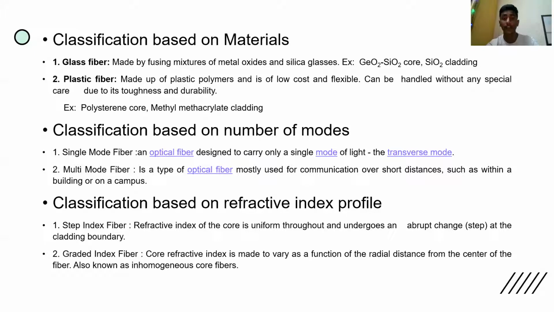Classification based on the number of modes is also present. We'll know much more about modes later on. Single mode fiber is an optical fiber designed to carry a single mode of light, which is the transverse mode. Then there's multi-mode fiber, a type of optical fiber mostly used for communication over shorter distances, such as within a building or a campus. Then there's classification based on refractive index profile. Number one is the step index fiber, where the refractive index of the core is uniform throughout and undergoes an abrupt change at the cladding boundary. Then there's graded index fiber, where the core refractive index is made to vary as a function of the radial distance from the center of the fiber. This is also known as the inhomogeneous core fiber.